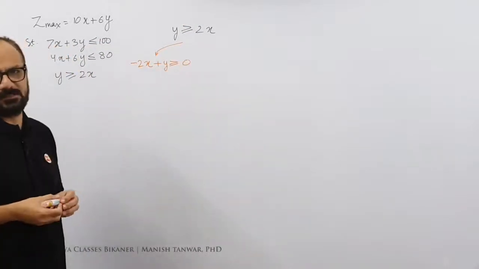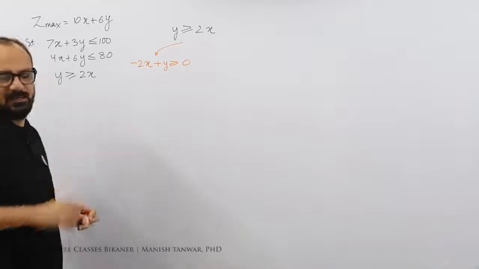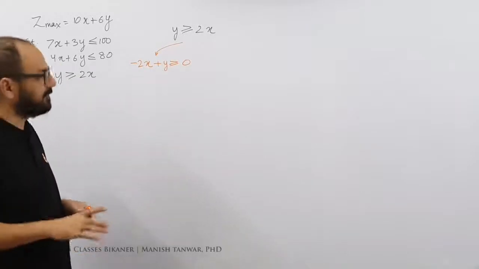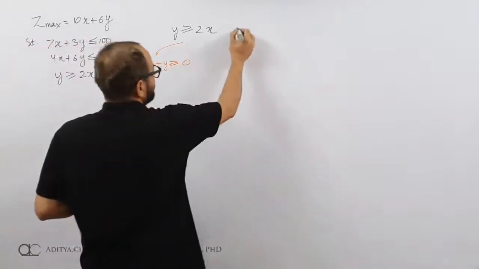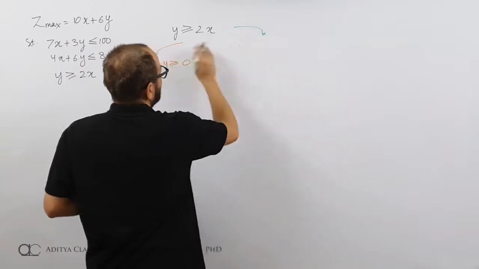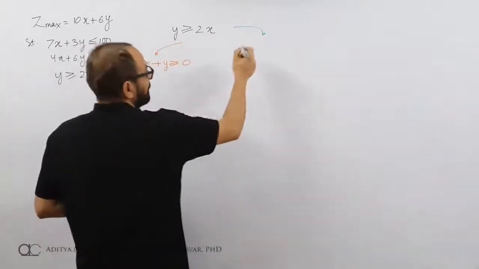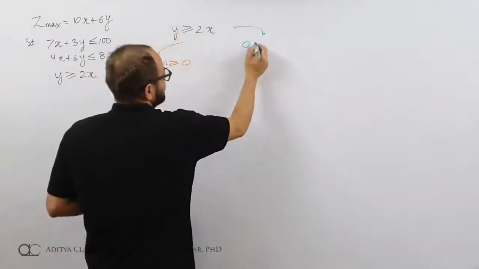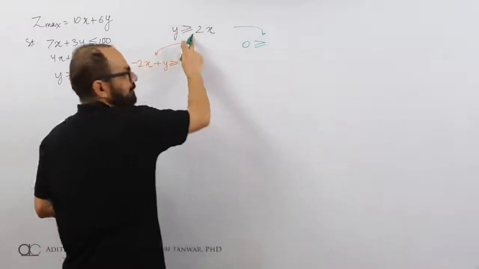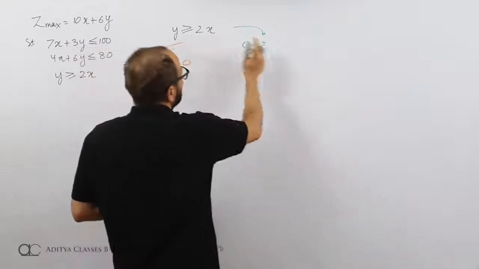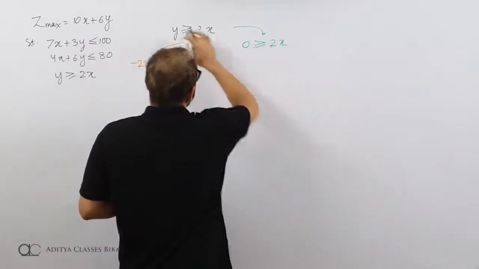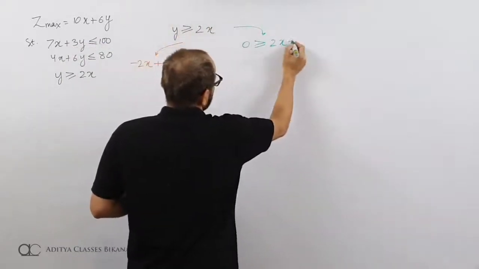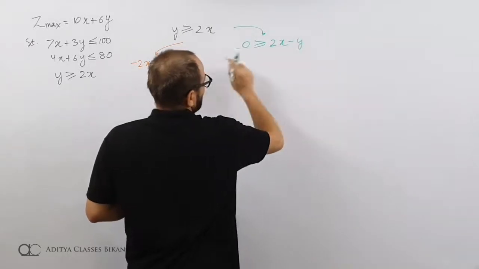One alternative is this, that you bring the 2x on the LHS. The other alternative could have been that you take the y to the other side. In that case, the left side becomes 0 because y is going to the other side. This remains in the same state. And here what I get is 2x, and since y is coming on this side, it will become minus y.